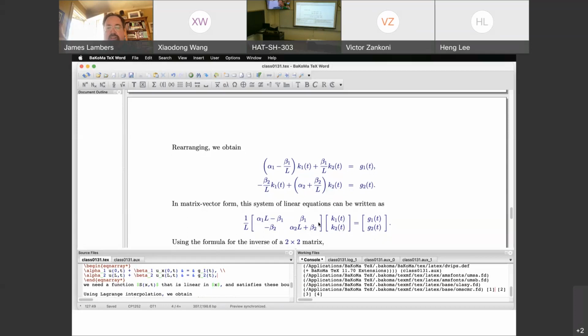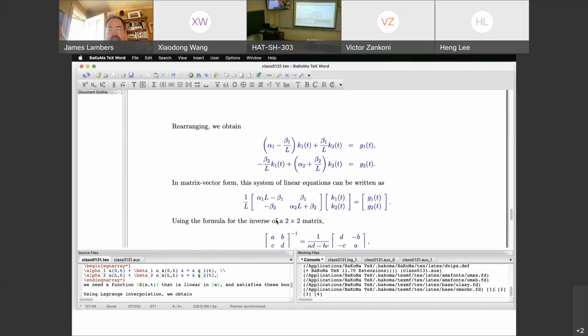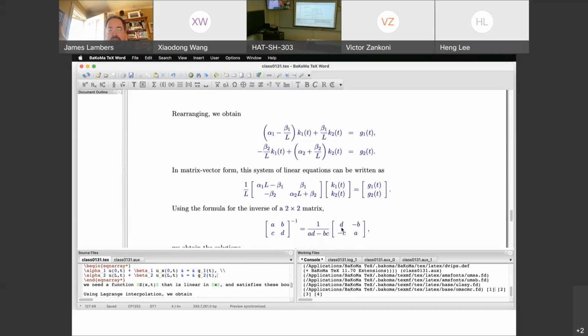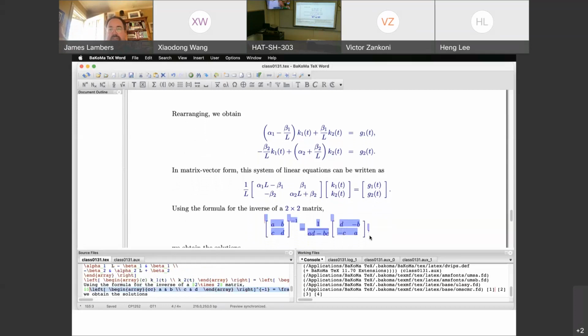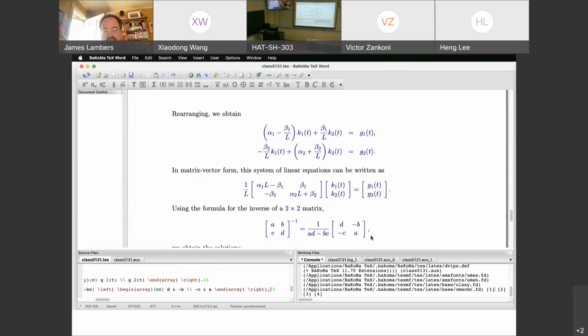And the reason why I've done this is I can use this equation written in this form to get myself a solution formula. Because I can use a formula for the inverse of a 2 by 2 matrix, which I've repeated here. This is a formula that I would say is well worth memorizing. It comes up so often in so many settings. So we have 1 over determinant and then this matrix that's obtained from the entries of this one.